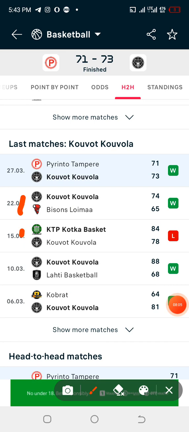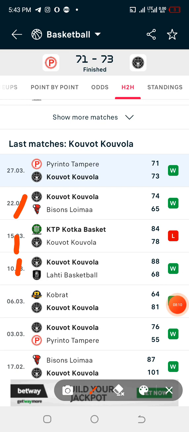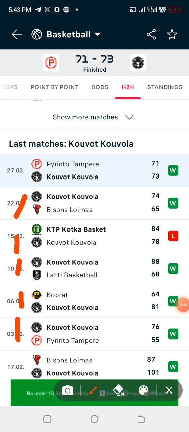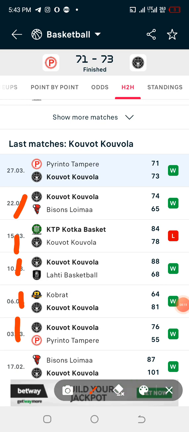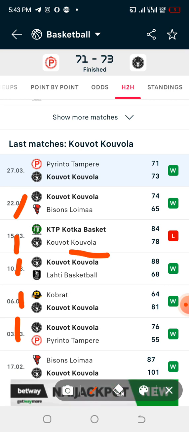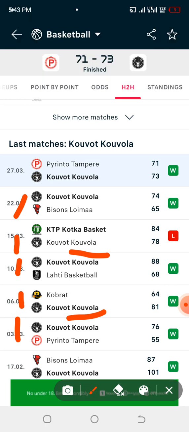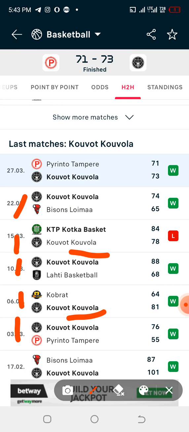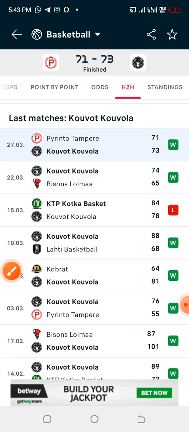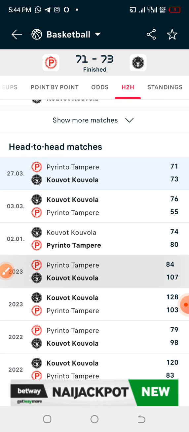1, 2, 3, 4, 5. So out of these last 5 games, we are going to check those that this particular team played while away. So we have one here, and we have the other one here. So just two. Now, this is what we are going to do. Out of these two, we are going to pick the one that has the smallest point, which is 78. Now, let us check the last previous games that they played with this same opponent.